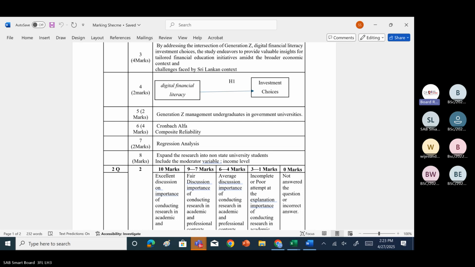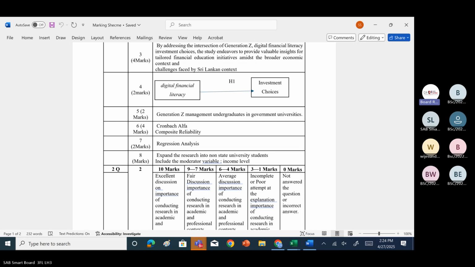This relationship may be moderated by the income level of the individuals. So if they are undergraduates, they may have an income level. Based on that income level, based on their family background, maybe digital financial literacy, and maybe the investment choices, may be different. So therefore you can suggest it. From my end, I suggest it.